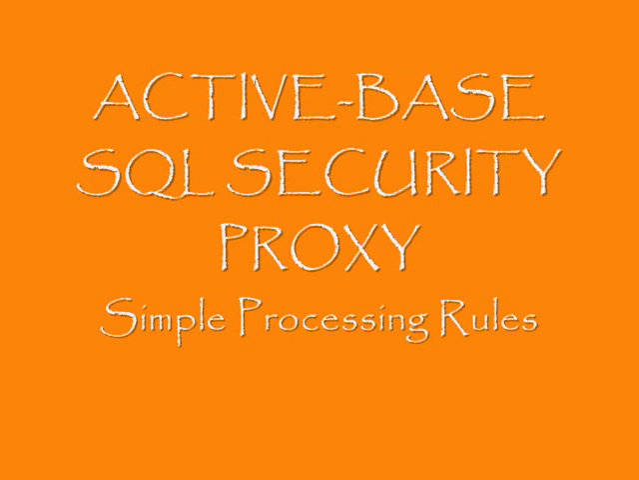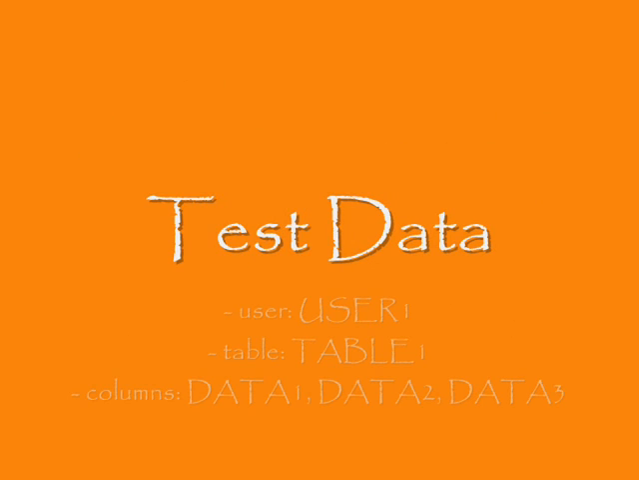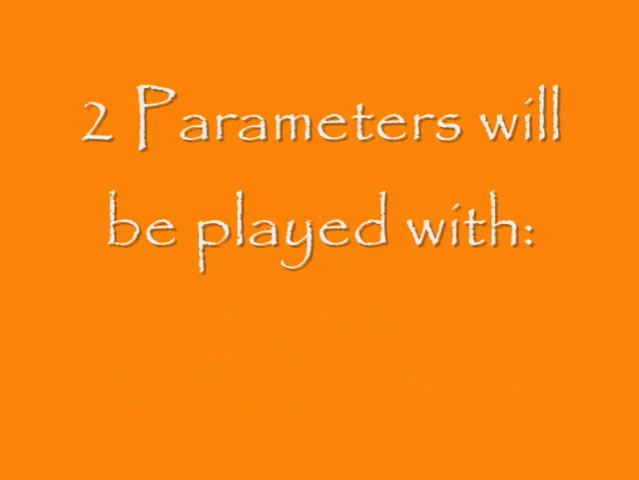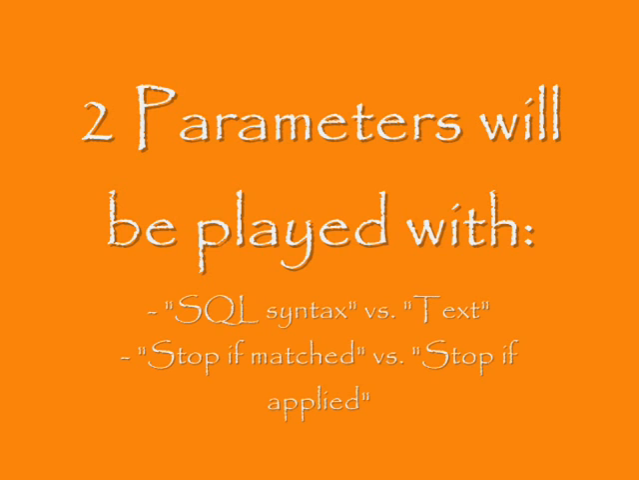We are going to use a simple test environment: one user called user1, one table called table1, and 3 columns in the table, data1, data2, and data3. The processing rules are grouped in rule sets. The processing rules have two interesting parameters we are going to play with.